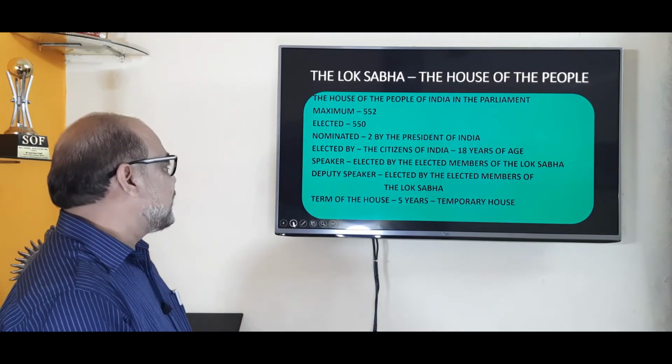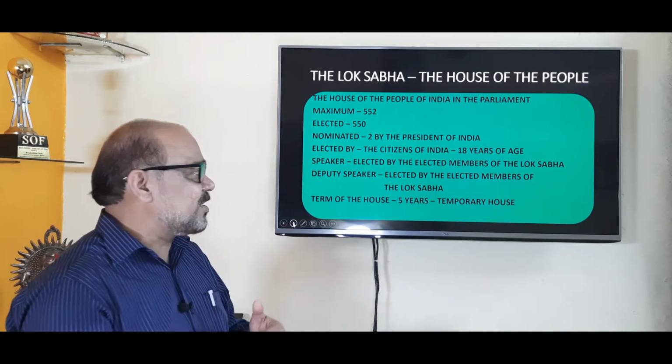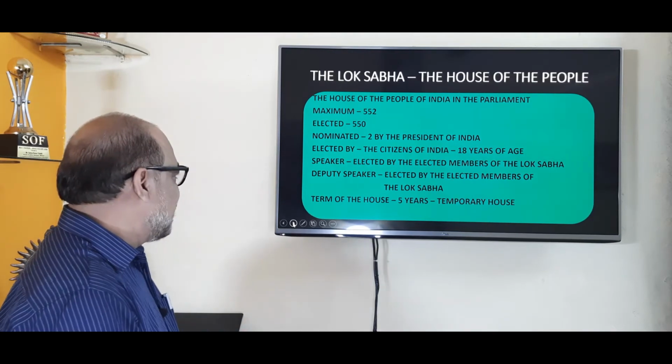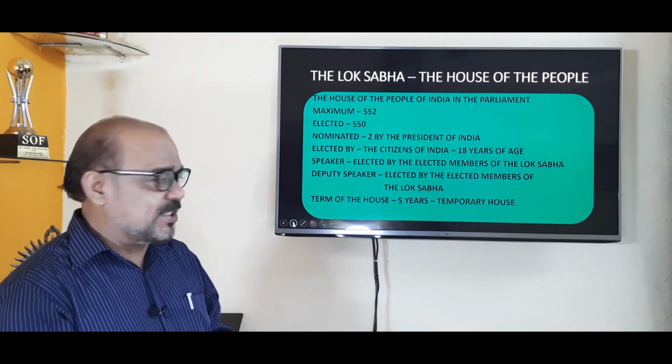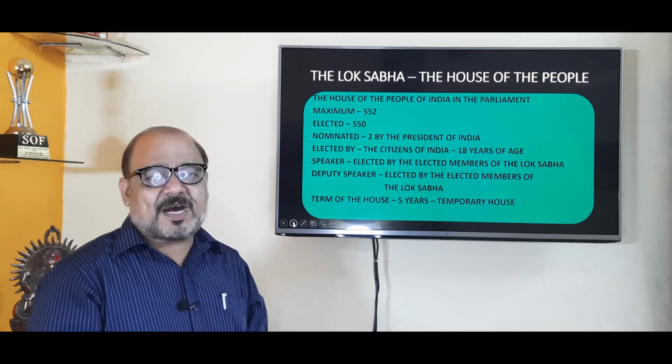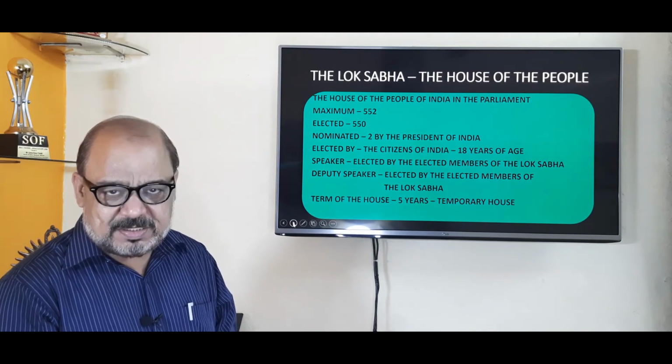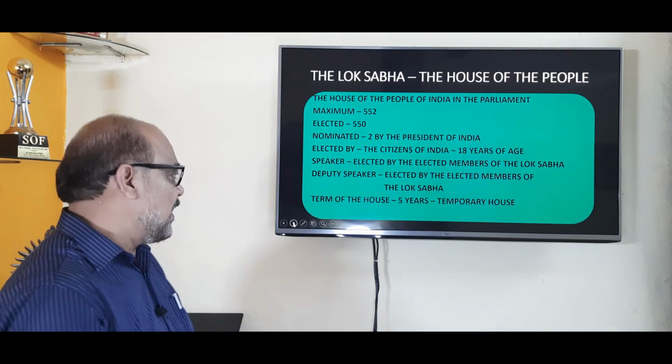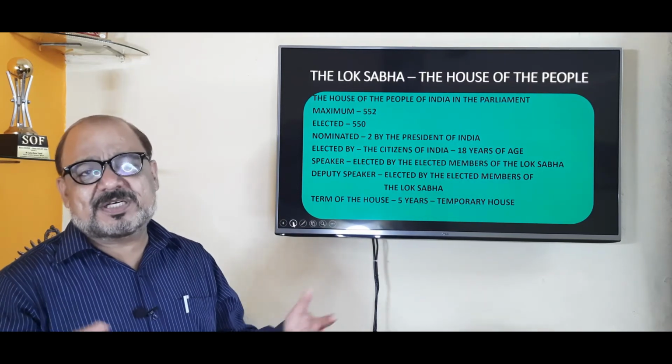The Speaker of the Lok Sabha is elected by the elected members of the Lok Sabha. The Deputy Speaker is also elected by the elected members of the Lok Sabha. The term of the House is 5 years, every member 5 years, and it is a temporary house. It can be dissolved.